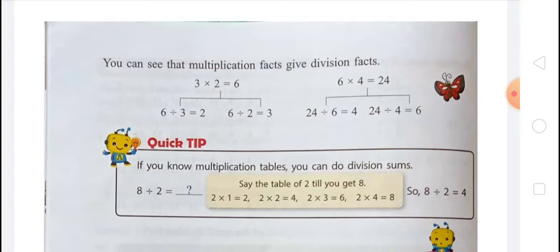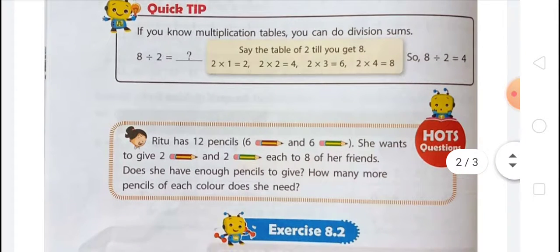Hot question: Ritu has 12 pencils, 6 of one color and 6 of another color, and she wants to give 2 each to 8 of her friends. Does she have enough pencils to give? How many more pencils of each color does she need? She has 6 multiplied by 2, that is 12 pencils, and she wants to give 2 pencils to each of 8 friends. So she needs 2 multiplied by 8, 16 pencils, and now 16 minus 12 is 4. So she needs 4 pencils, 2 pencils of each color.